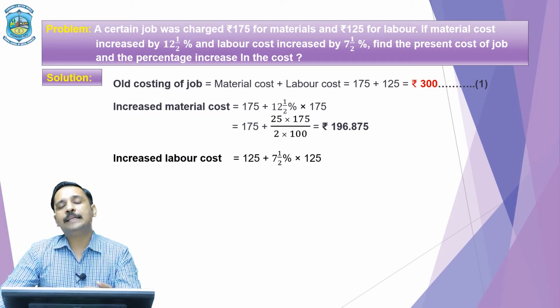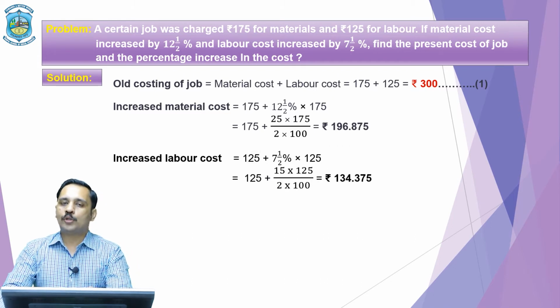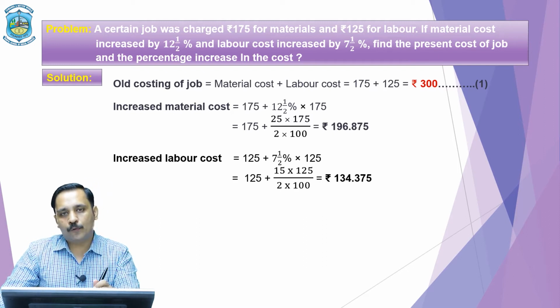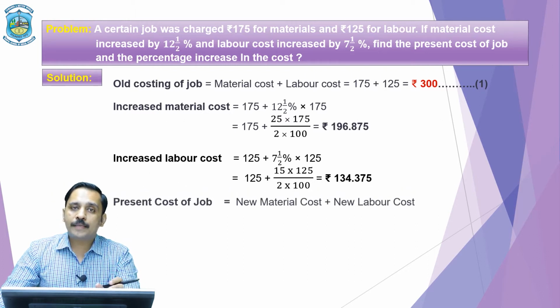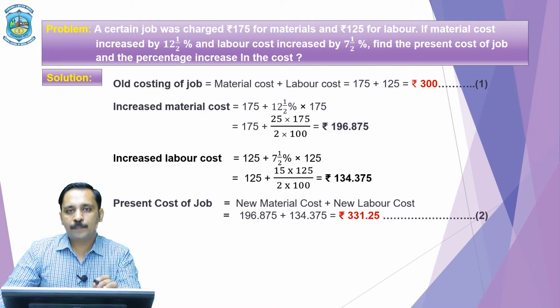Also, labor cost increased by 7.5%. So, the new or the increased labor cost is 125 plus 7.5% of 125. On solving, we have the increased labor cost as rupees 134.375. So, the present cost of the job is the new material cost plus the new labor cost, which is equal to 196.875 plus 134.375, which amounts to rupees 331.25. Let us mark it as equation number 2.